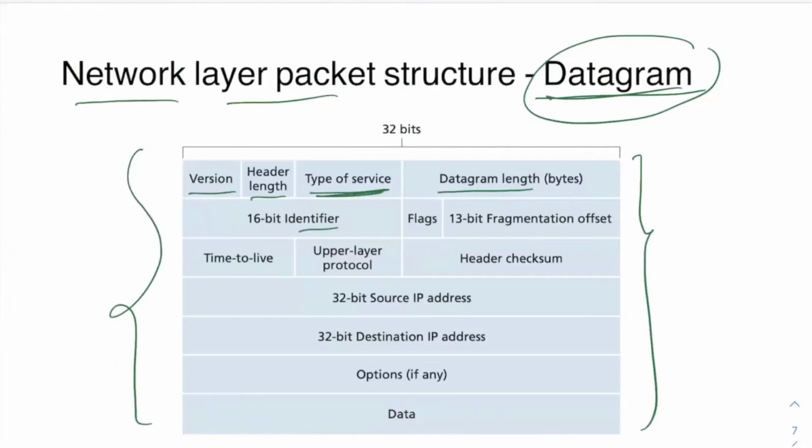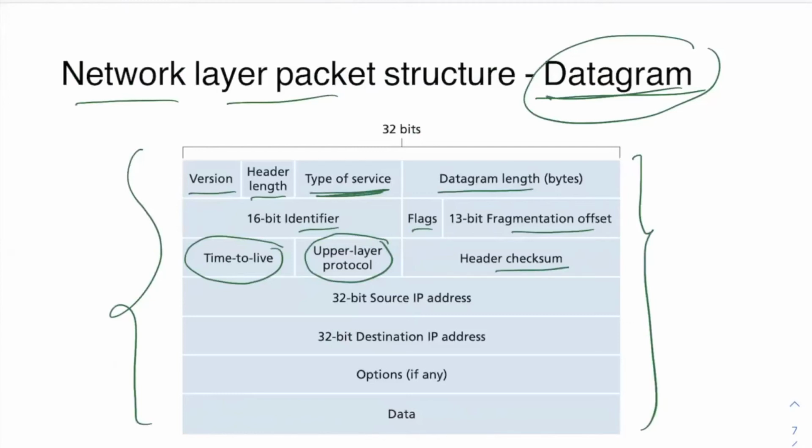Then you have the 16-bit identifier. Let's not touch that. You have flags and the fragmentation offset. We will discuss that maybe later. Then there is time to live, TTL, that we will discuss. It is very important. What is the upper layer protocol? That is also very, very important. Then you have the checksum.